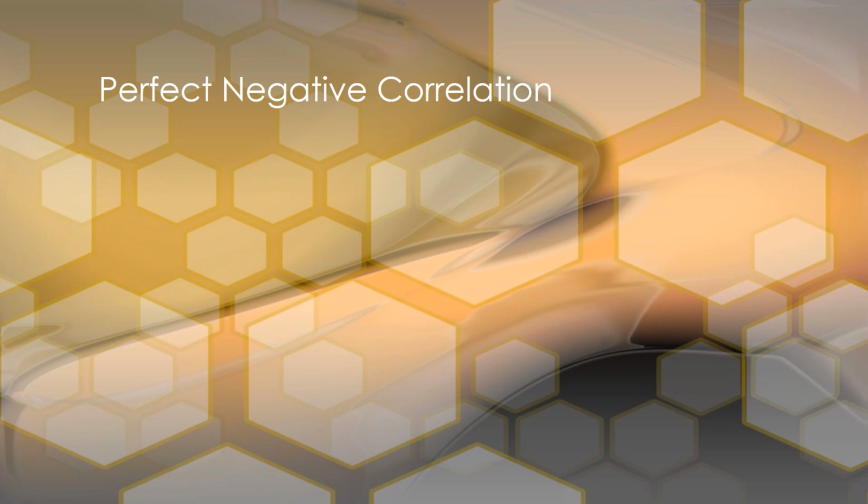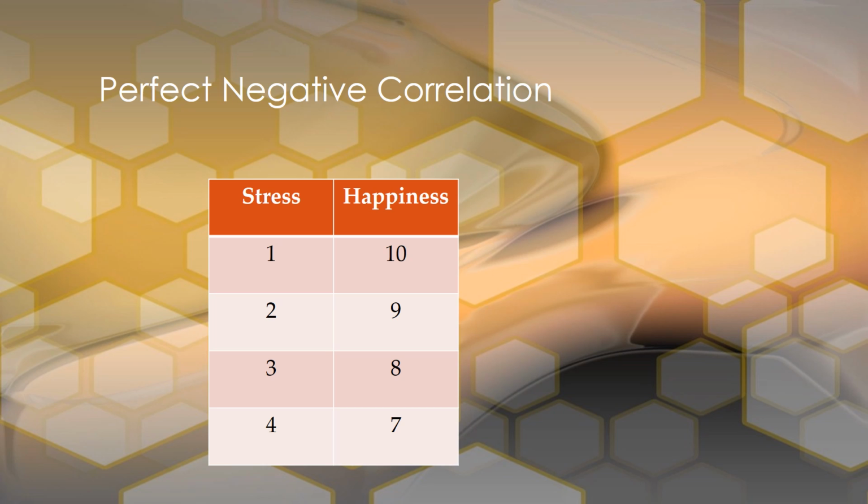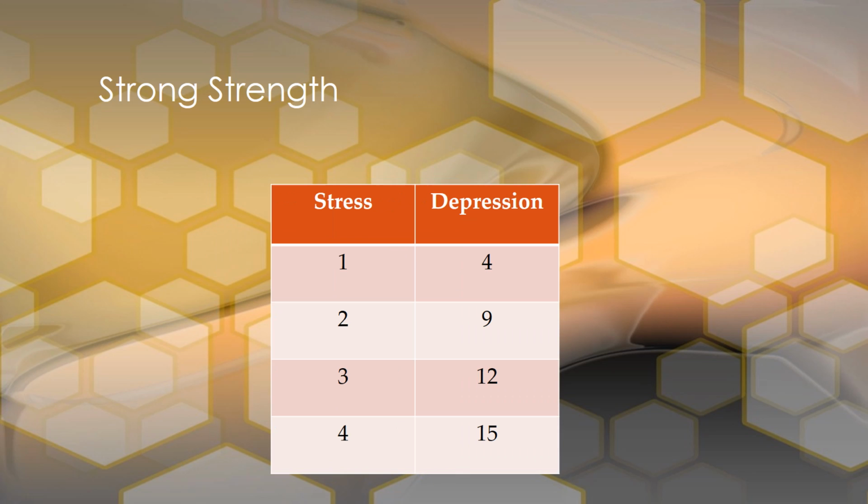Here's a perfect negative correlation. So as stress goes up by 1 unit, happiness goes down by 1 unit. So they're moving in opposite directions. So this would be a perfect correlation because it's consistently moving at the same rate, but this would be a negative 1 because as stress increases, happiness decreases, or you can say as stress decreases, happiness increases.